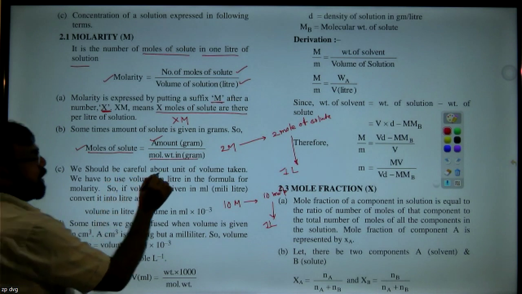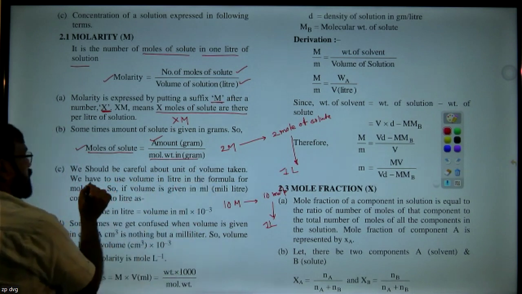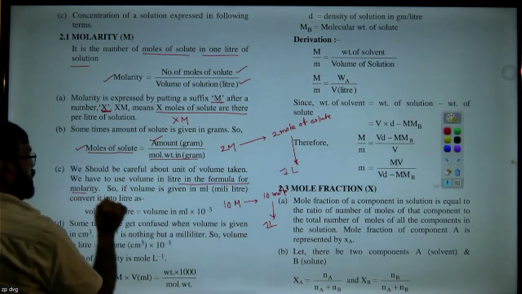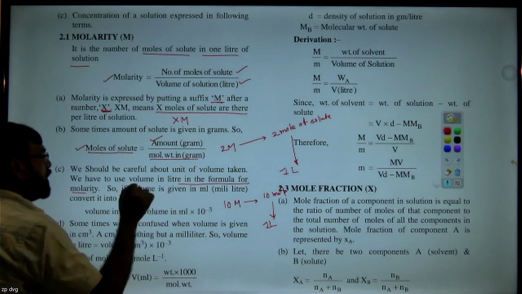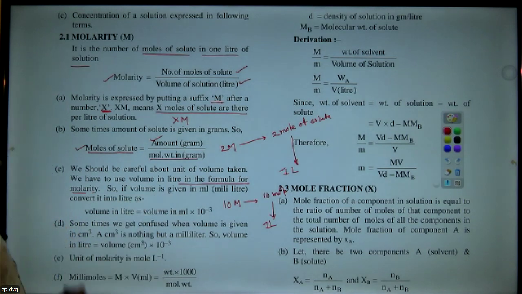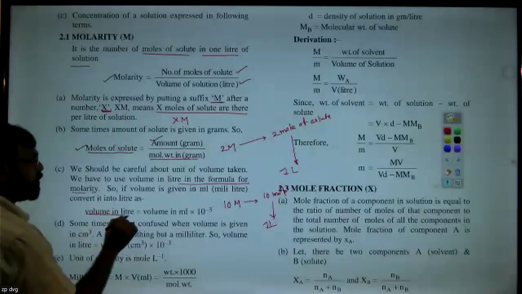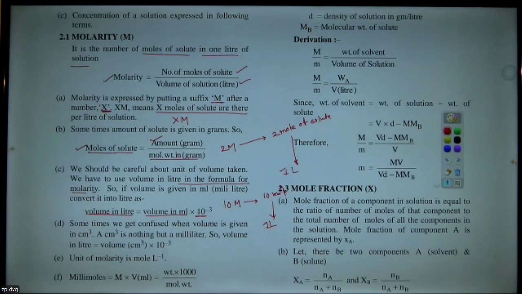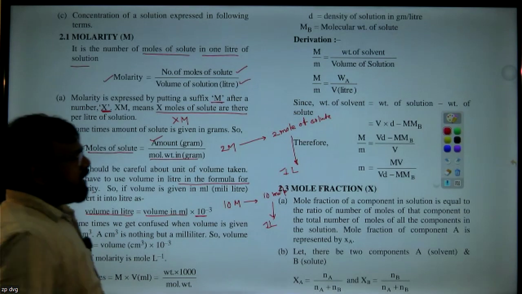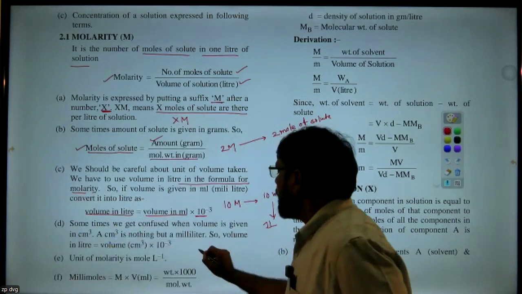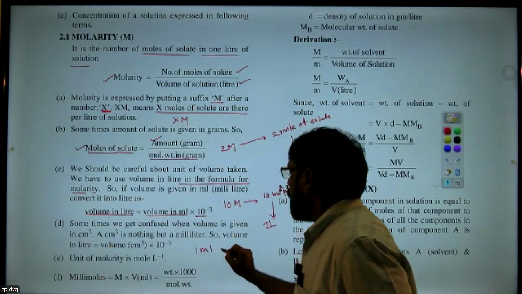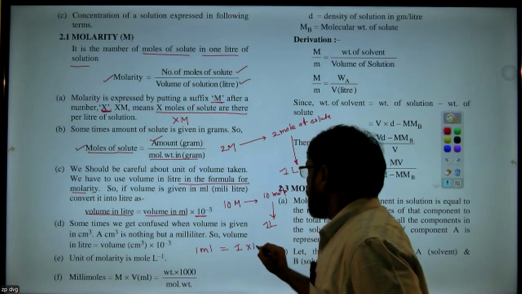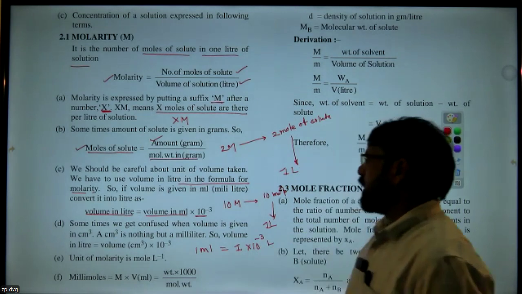We should be careful about the unit of the volume taken. We have to use volume in liters in the formula for molarity. So if volume is given in milliliters, the formula will change. To convert volume in milliliters into liters, we have to multiply by 10 power minus 3. For example, if 1 ml is given, how can we convert it into liters? 1 into 10 power minus 3 liters. Like that we can convert.